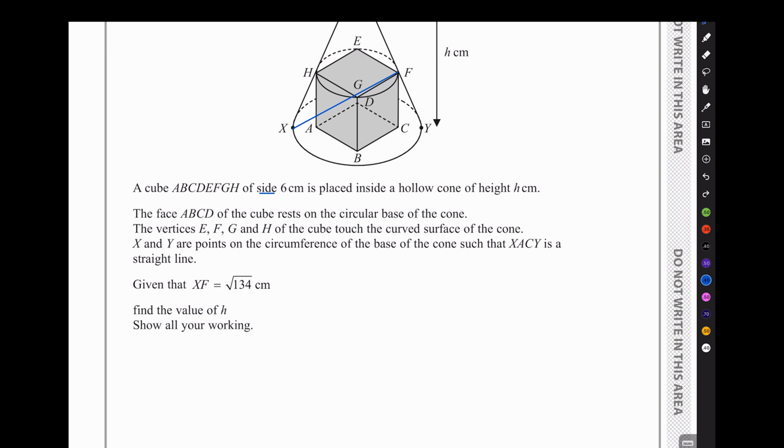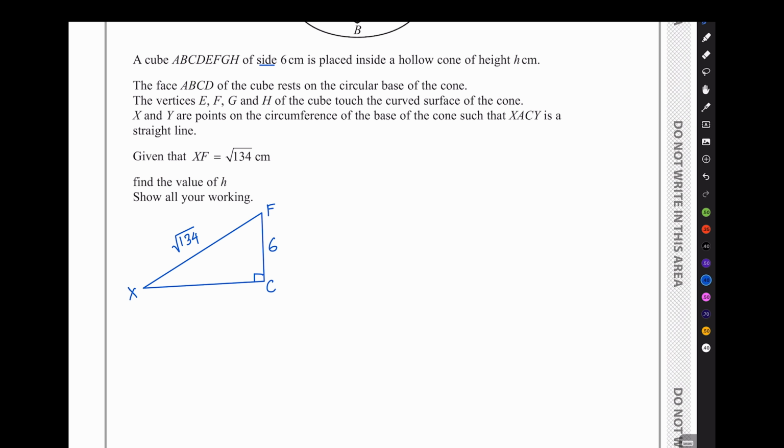Okay. So I can actually draw a triangle right here. Let me just draw the triangle. It's a right angle triangle, right? You can clearly see that. This angle is 90 degrees. So F, C, and X. I know the length FC, which is 6, and the length XF, which is given, which is 134. And I can find the length XC.